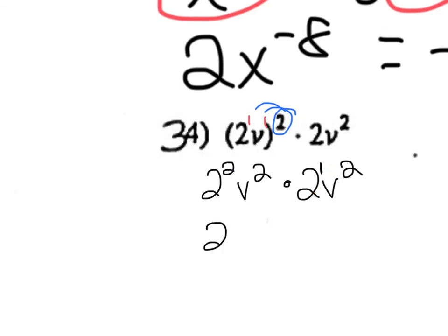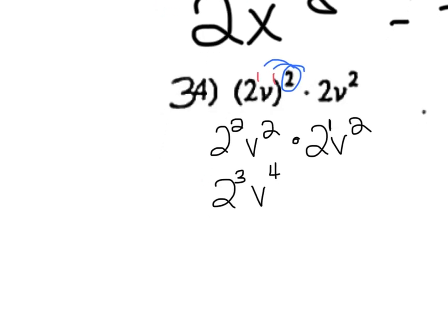Now, notice I didn't go 2 times 2 on this route, because when they're the same base, we only take care of their exponents. And then v squared times v squared is v to the 4th. 2 cubed is 8, v to the 4th. No more same bases, no negative exponents. So here we go.